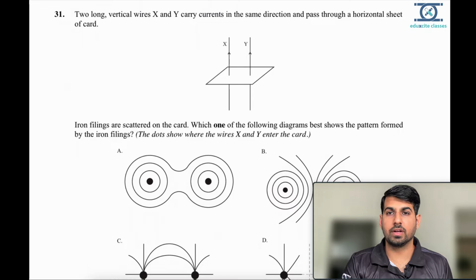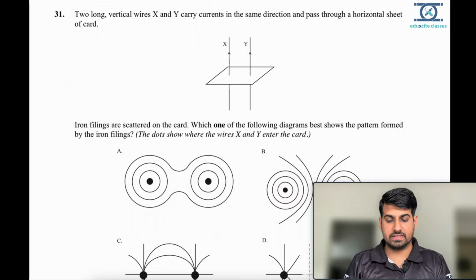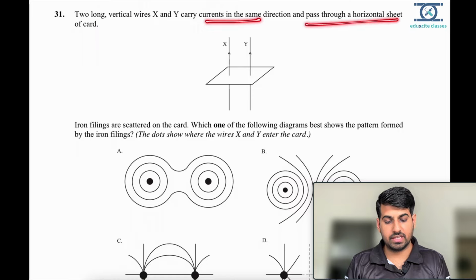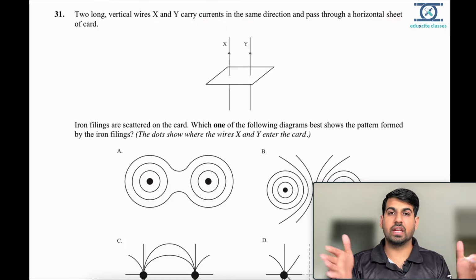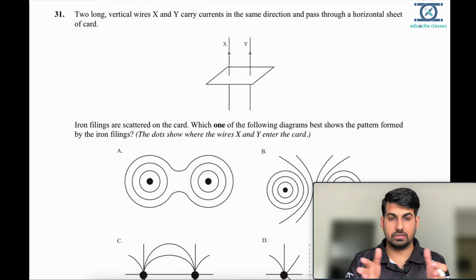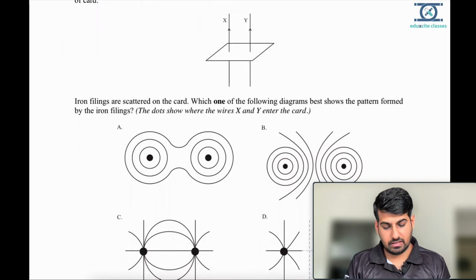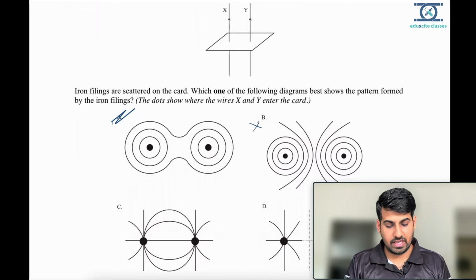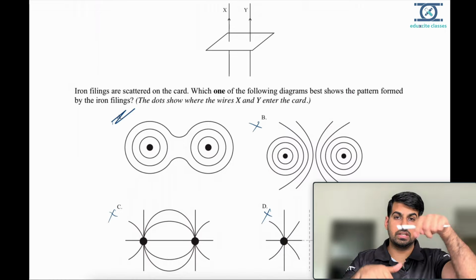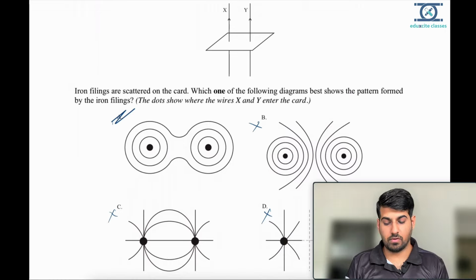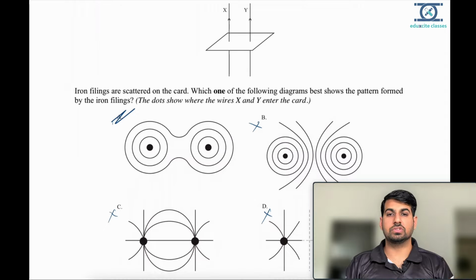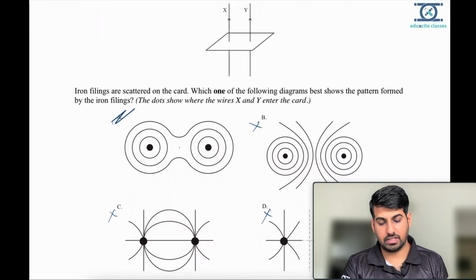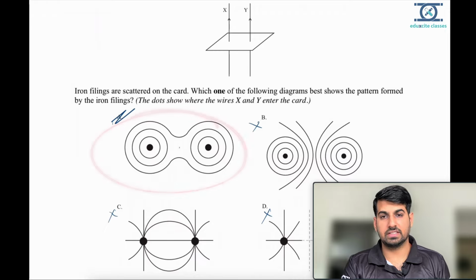Now question number 31. Two long vertical wires X and Y are carrying current in the same direction. You should know that in the same direction they will attract each other. So if they attract each other, these types of iron filings pattern will be supported. This is repulsion. They are not concentric. Always around a wire, concentric circles of magnetic field lines are formed. So for attraction, these two will join together at this point and there will be nothing here. So option A is the right answer.